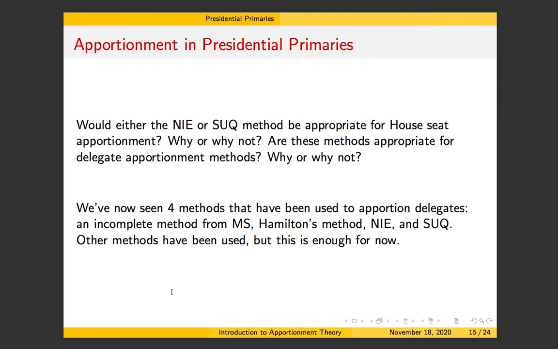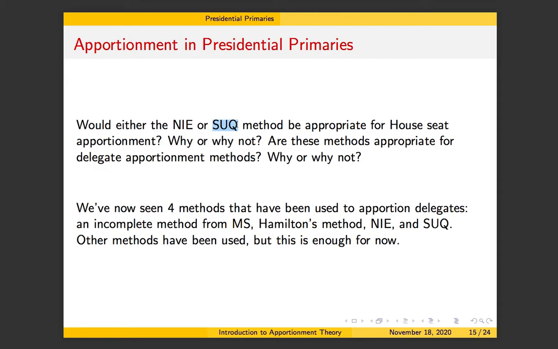Okay, so in summary here, let me wrap this video up. I think I took more time than I wanted to, but I just wanted to get through that material, the methodology here. So to wrap this up, we can ask, would either of these methods work for house seat apportionment? And if we were in class, we would discuss this, but the answer, of course, is no, because they're too biased.